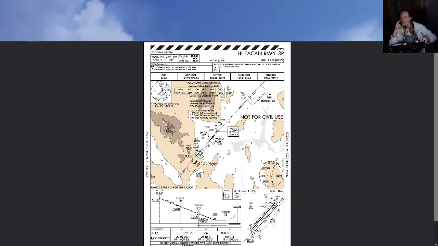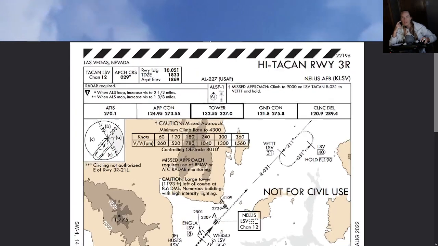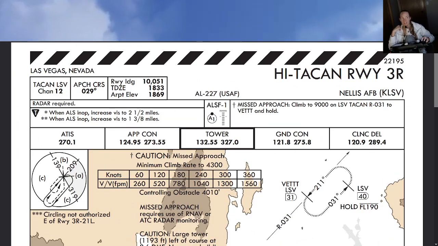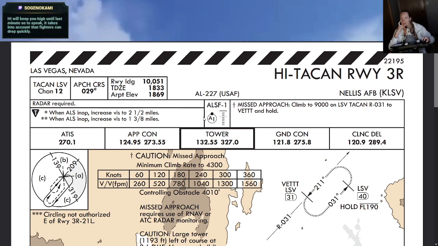All right. So we got the stripes up at the top, which is because high TACAN is military. KLSV, Nellis AFB should be LSV. Yep. Okay, so it's the TACAN channel 12, approach course 29 degrees, 10,000 feet. That's amazing. All right, got that. ALS and up, increase, ALS and up, increase. Takeoff minimums are different. Got the ALSIF-1.